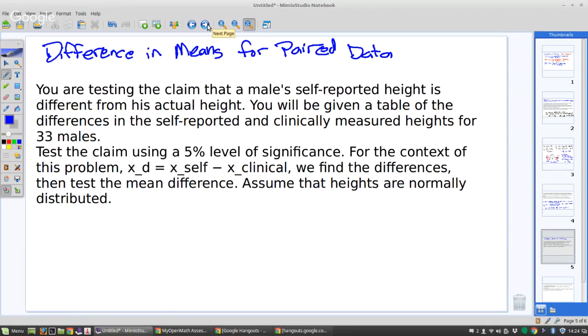Here we're going to test the claim that a male's self-reported height is different from his actual height. Well, who cares if somebody says they're taller than they really are, right? Well, it turns out it could matter. So several studies have been done on this. And let's say a person says they're taller than they are, but if you ask their weight, they're probably going to say they're lighter than they are.